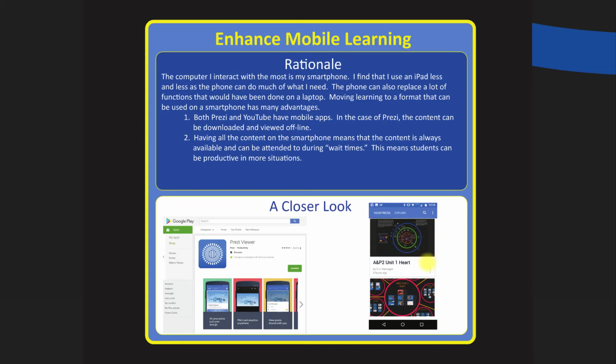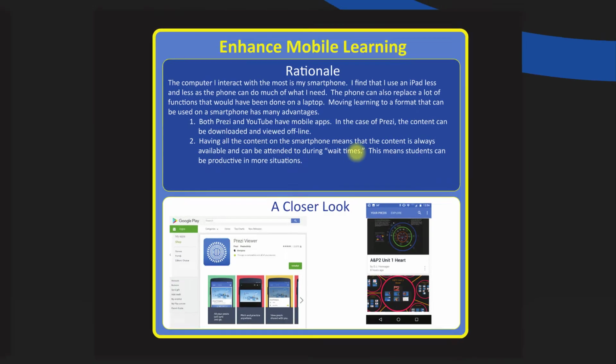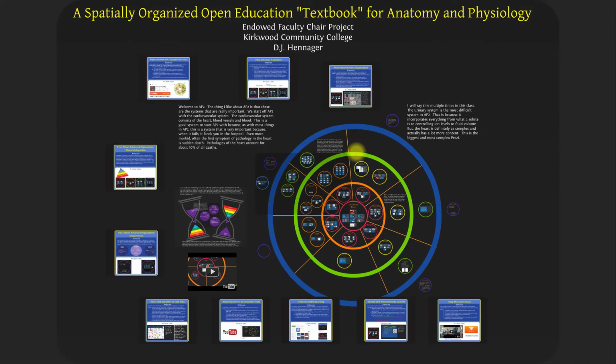So in wait times, if they're waiting for their kid to get done with gymnastics, if they have 10 minutes, they can access the entire textbook and it's really quick to look up the textbook. It's just right there on the Prezi app. Each one of these small little slides would be stepped through in Prezi so that the student would see all of those slides. Kind of a side note, the student can follow the path that I've created.